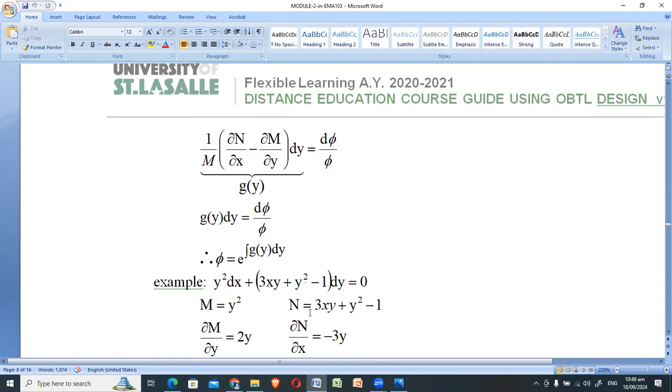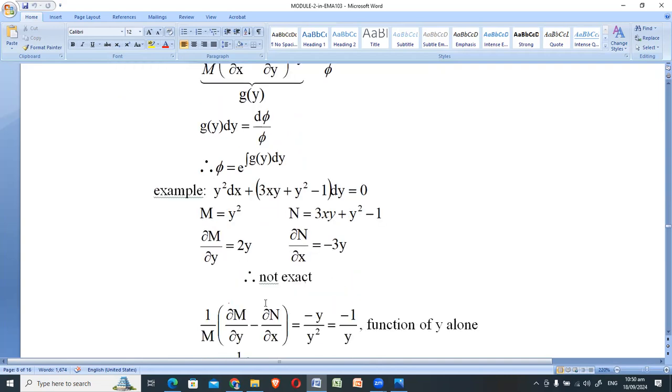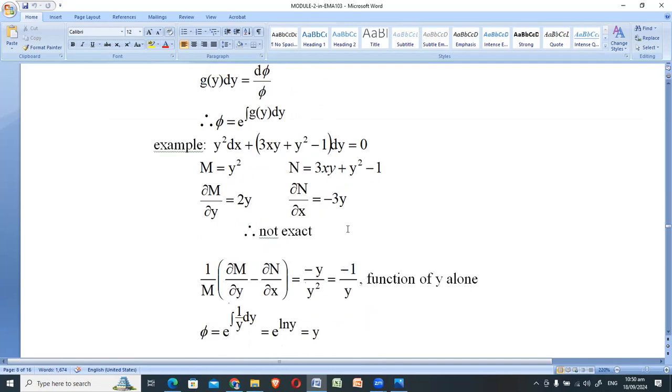I say probable because you're not certain that you will only come up with the g of y expression here. In our second example, you have y squared as your m, and you have 3xy plus y squared minus 1 as your n. If you do partial differentiation, your m is 2y, your n is 3y, because this one, if partially differentiated in terms of x, your y squared minus 1 will be 0. Okay, in terms of derivative. They're not the same, so we say that your DE again is not exact.